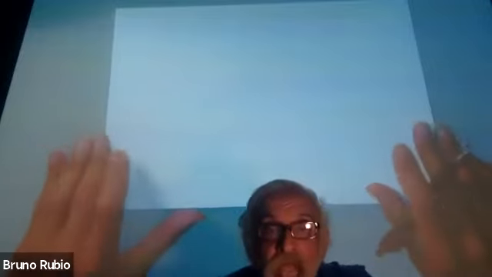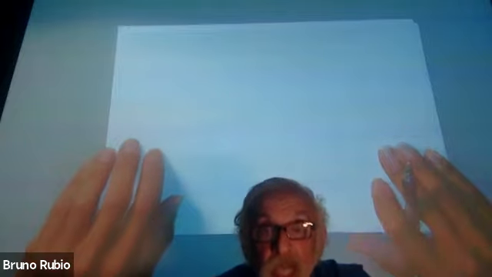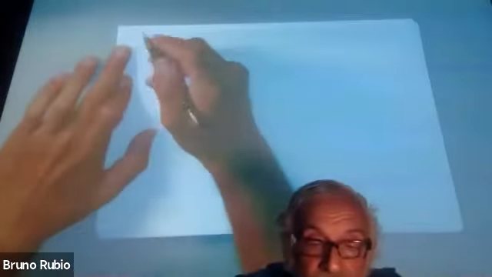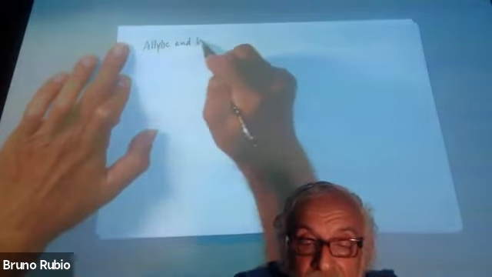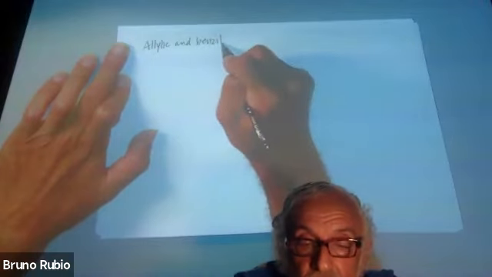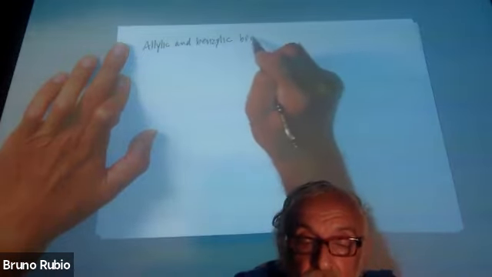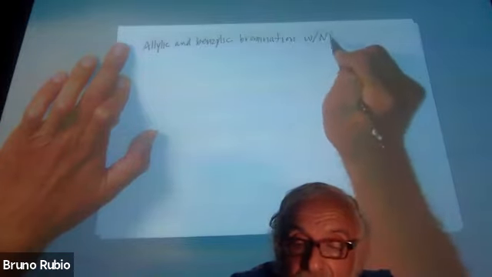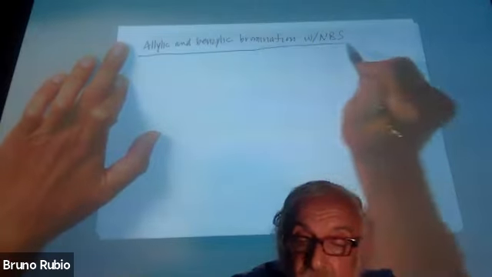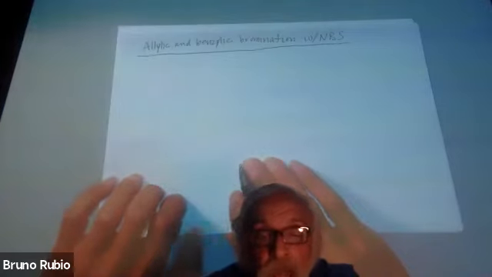Okay, so now we're going to introduce 2 new reactions. One of them will not be new to you if you're taking the lab, but not everyone is taking the lab. And that is allylic and benzylic bromination with NBS, N-bromosuccinimide. So N-bromosuccinimide is a reagent for allylic and benzylic bromination.